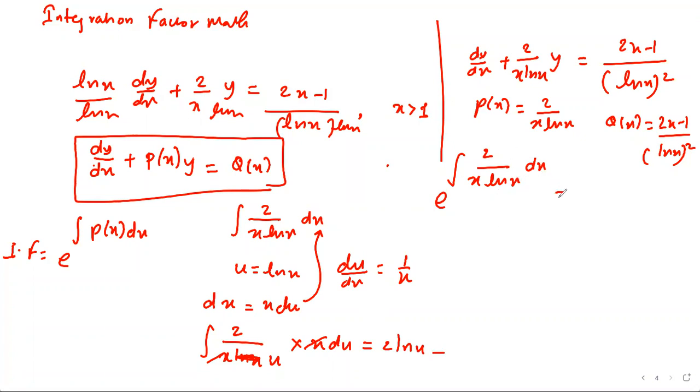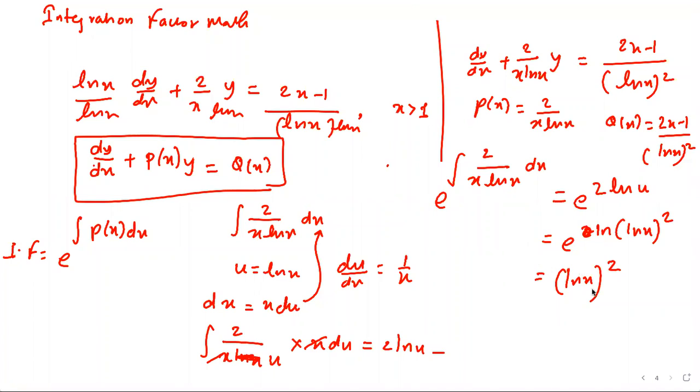So this integration factor is basically e to the power of 2 ln u, or you can say 2 ln of ln x. So it is e to the power 2 ln of ln x. Now if you bring this back to the power, what you get is e to the power 2 ln x, ln x the whole square. If you look at the value of this, it is simply ln x the whole square. So this is the first part, which is finding the integration factor.